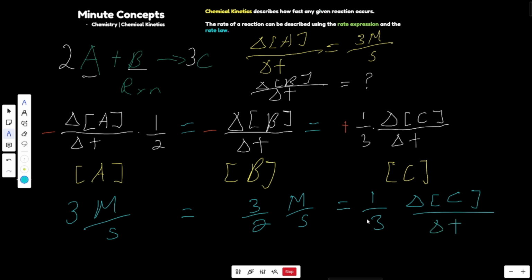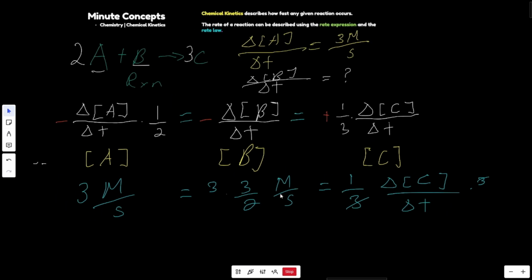We want to get this, so we're going to isolate the right side. And we do that by multiplying 3 to both sides, because the coefficient of the rate of appearance of C is a fraction. So 1/3, to remove the fraction, we multiply 3 to both sides, cancel. Here, multiply 3. So our answer for the rate of appearance of C would thus be 9/2 molar per second.